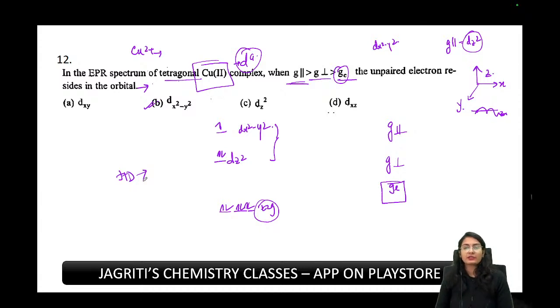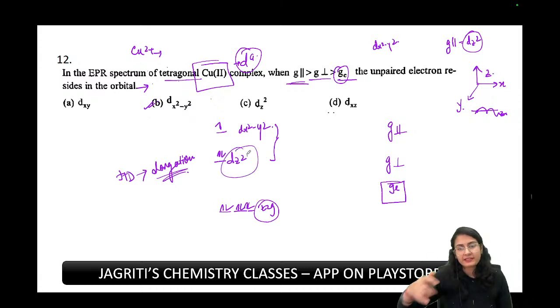जहाँ पे dz square ज़्यादा stable होता है. dz square is more stable means the ligands are being removed from the z axis. इसका मतलब क्या हो गया है ये? It's elongation. All right, and that's why the dz square relaxes. और यहाँ पे क्या होगा? The dxz and the dyz, they are also going to relax. ठीक है, आगे चलते हैं. So answer is option number B.